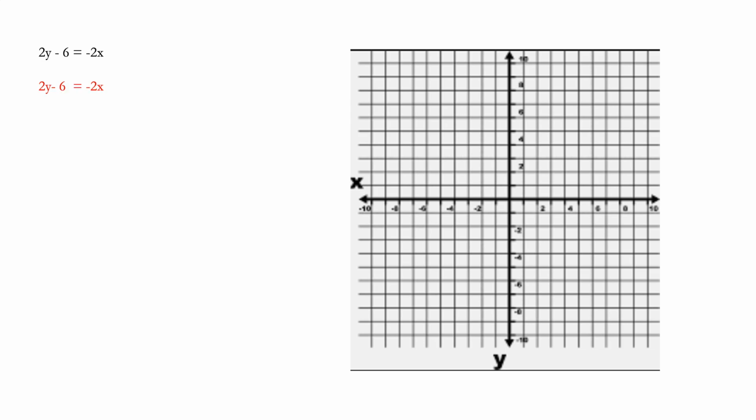Okay, so first I add 6 to both sides. 2y equals -2x plus 6. Then I divide by 2. And I get y equals -1x plus 3. So the slope is -1. The y-intercept is 3. And again, just to mention one of the things I love so much about math.